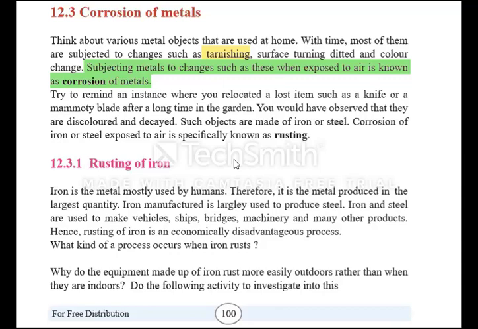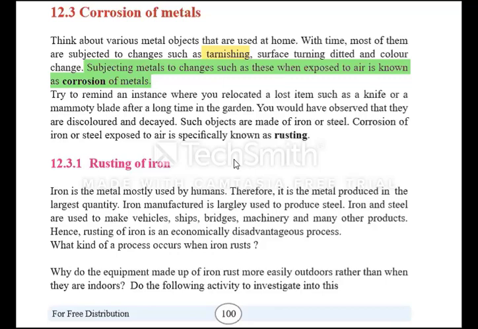If these objects which are made up of iron rust, then it is quite disadvantageous. It is economically disadvantageous, since when you build a ship, you invest a large amount of money, and if it ends up rusting after a certain time, then it's going to be a loss. So it is important that we understand the factors that accelerate rusting and the factors that can be used to prevent iron from rusting.